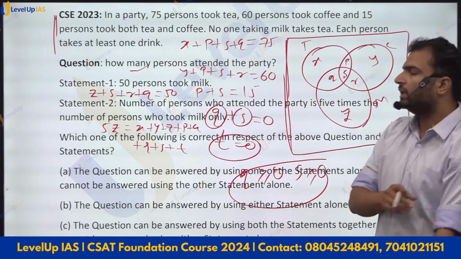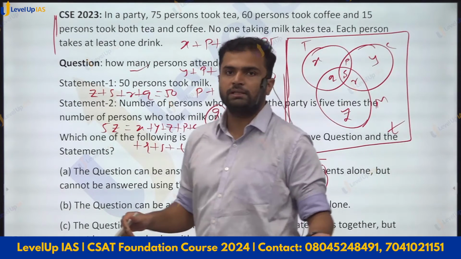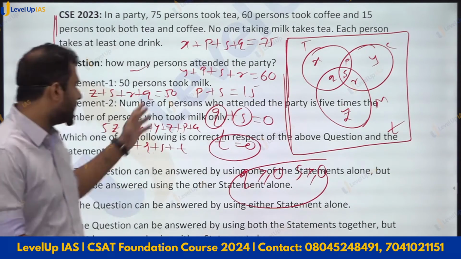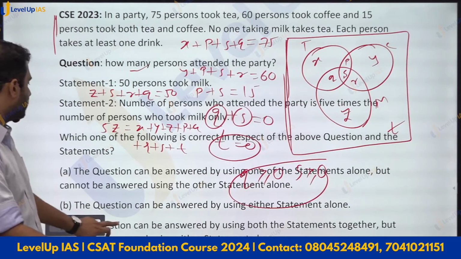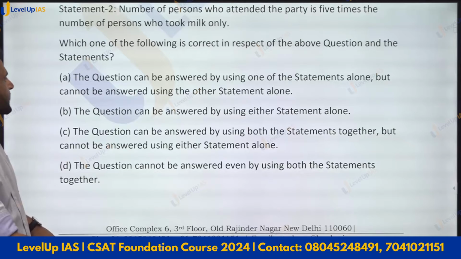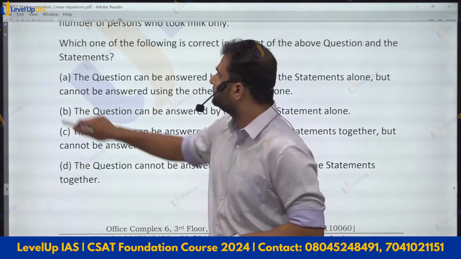But can we do that with one equation alone? No, we cannot, because then there would be 4 equations and we have to solve 5 unknowns. That is why both the statements are needed, but the question can be solved using both statements. So the answer is statement number A. Okay.